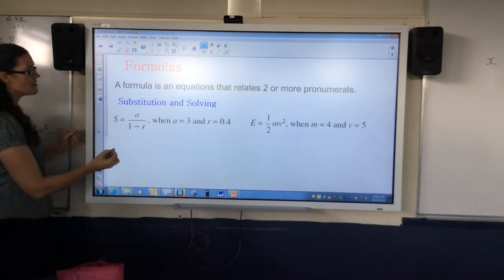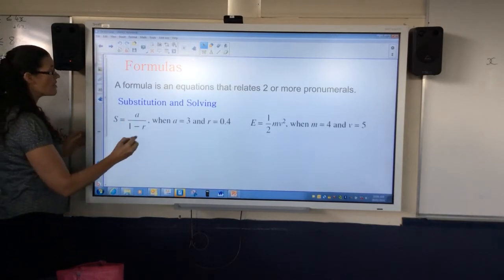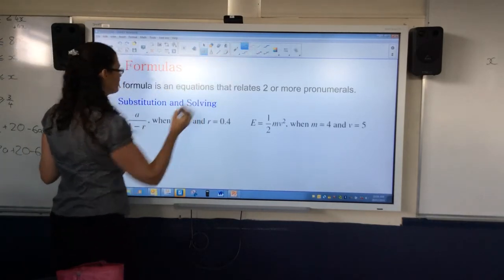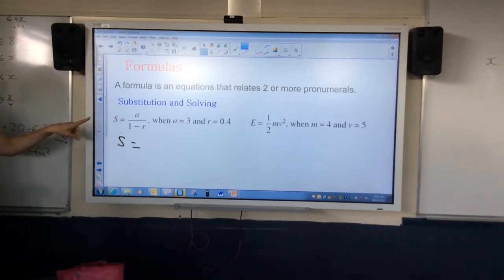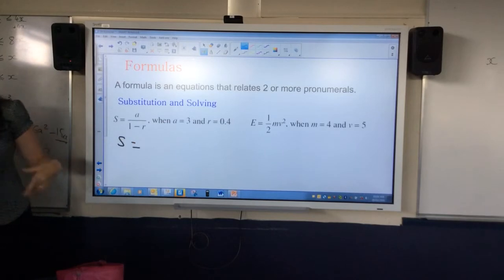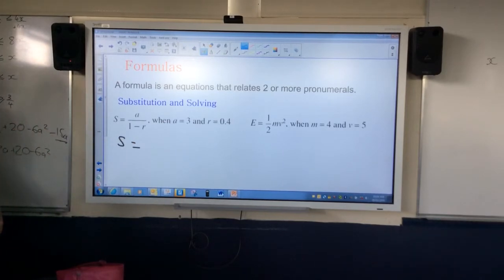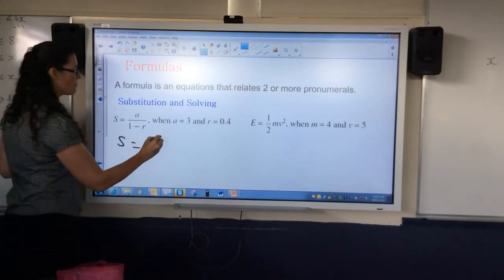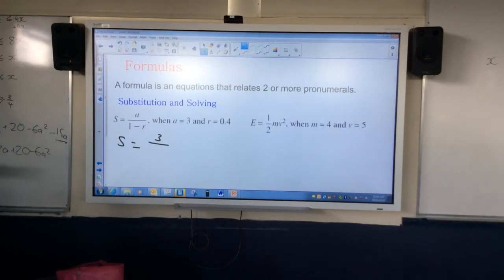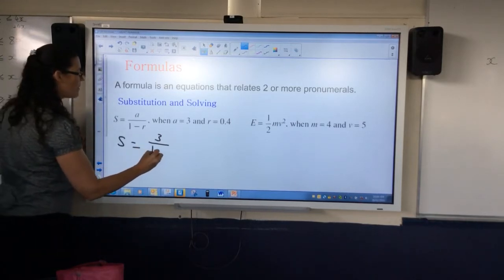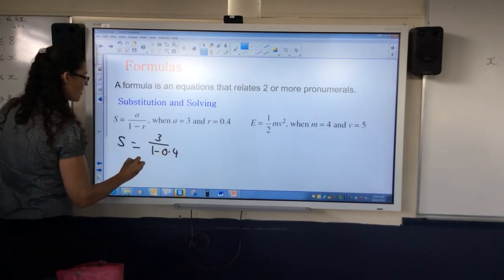So I have an S. I don't know what the S is. I'm going to leave that as an S. I have an A on top, but the question tells me that A is 3. So instead of writing A, I'm going to put a 3. On the bottom, I have a 1 minus R, but the question tells me that R is 0.4. So I just write 1 minus 0.4.